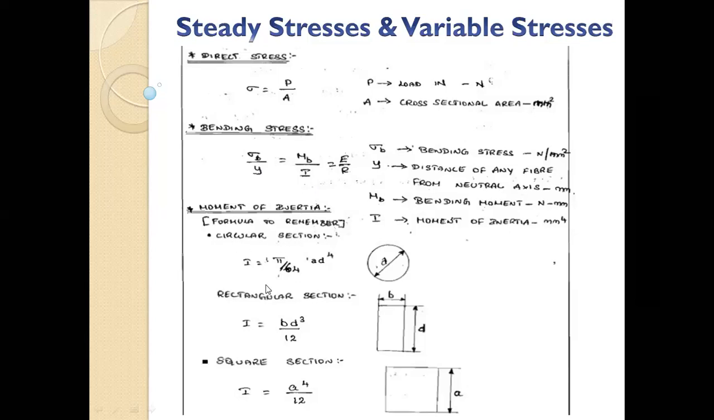Different shapes have different moments of inertia, which are mentioned in the slide. For a circular shape, it is pi by 64 d raised to 4. So diameter raised to 4 into pi by 64, that is the moment of inertia for a circular shape. For a rectangular section, if d is the depth and b is the width, then it is bd cube by 12. If it is a square section, b and d become the same, so it becomes b into b cube, or b raised to 4, or here, if a is the dimension, a raised to 4 by 12.